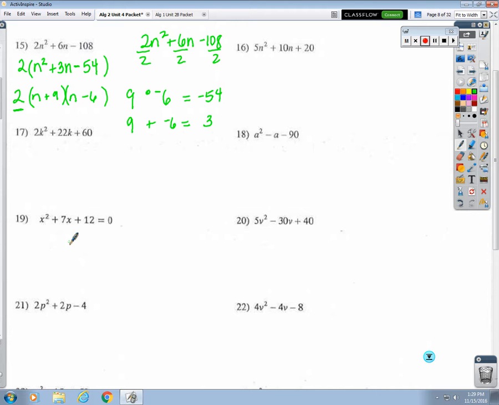Okay, so let's look at number 16. We have an A value, and that A value is not a 1. Is it a GCF? Can you pull 5 out of all 3 of those terms? Yes. So go ahead and write 5 on the outside of the parenthesis.